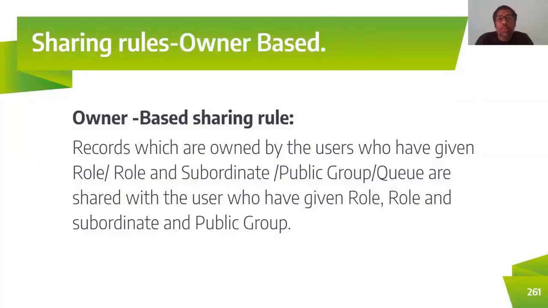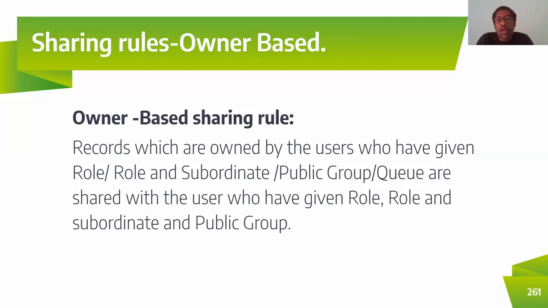Now let me see what an owner-based sharing rule is. In an owner-based sharing rule, records which are owned by the given user, role and subordinate, public group, or queue are shared with other users. So those record owners are going to share their records. To whom? To the role and subordinate, to the public group, or to the queue. They are going to share to these particular roles, right?